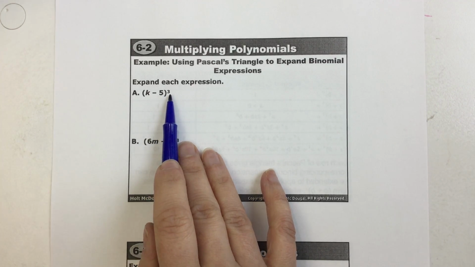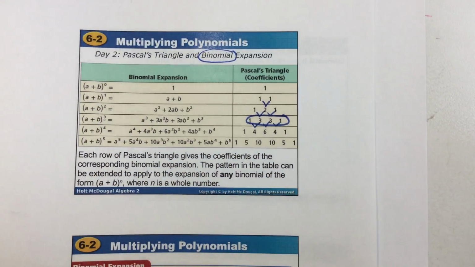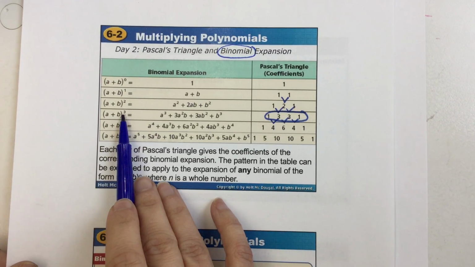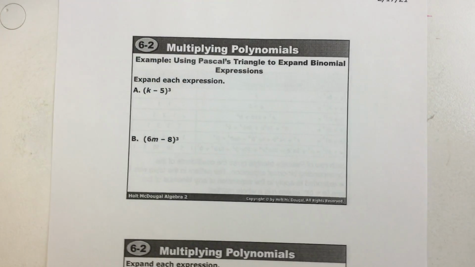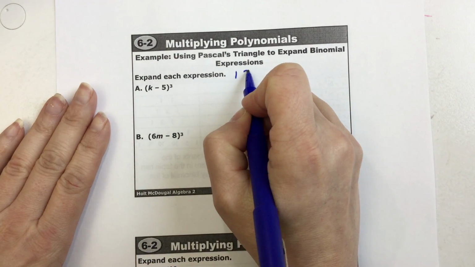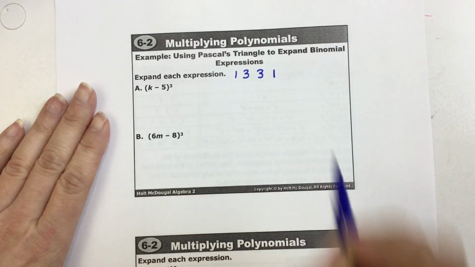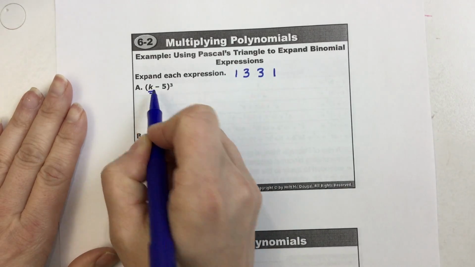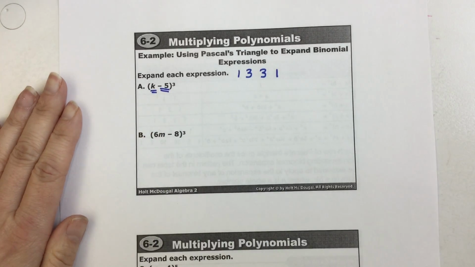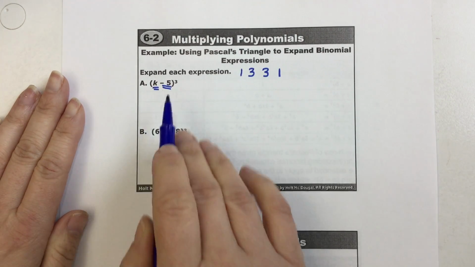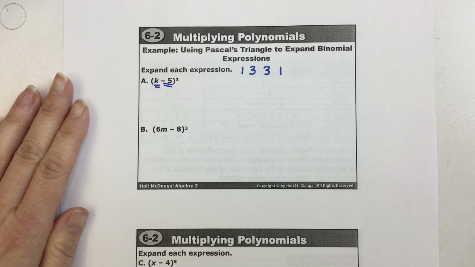My exponent is a 3. So if I look over at Pascal's triangle, if your exponent is a 3, the numbers that we use are 1, 3, 3, 1. So I will go ahead and write those here. 1, 3, 3, 1. The first term in my binomial is a k. The second term in my binomial is a -5. Remember, a minus sign is always tagged with whatever's behind it.